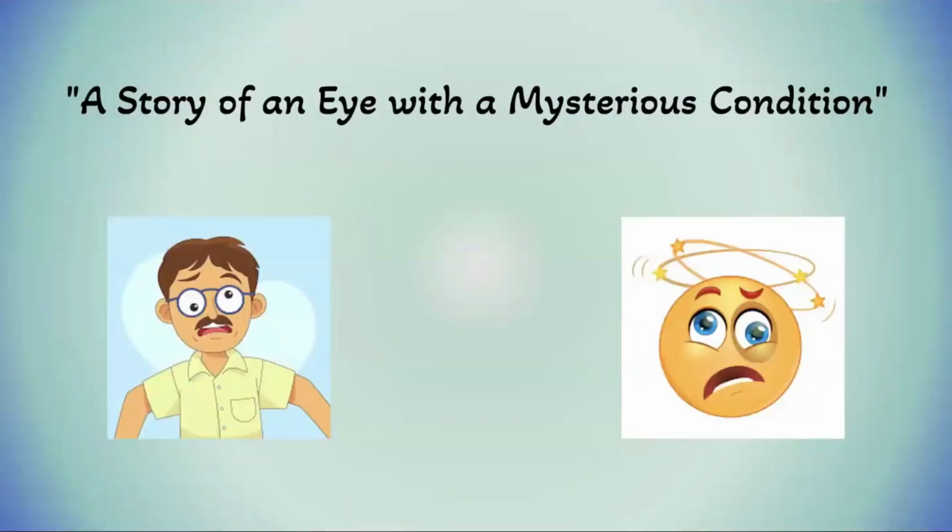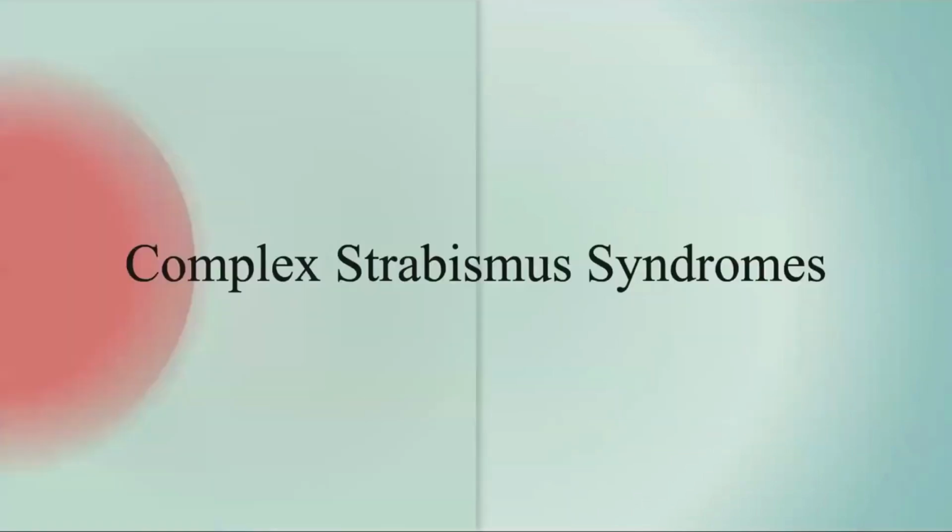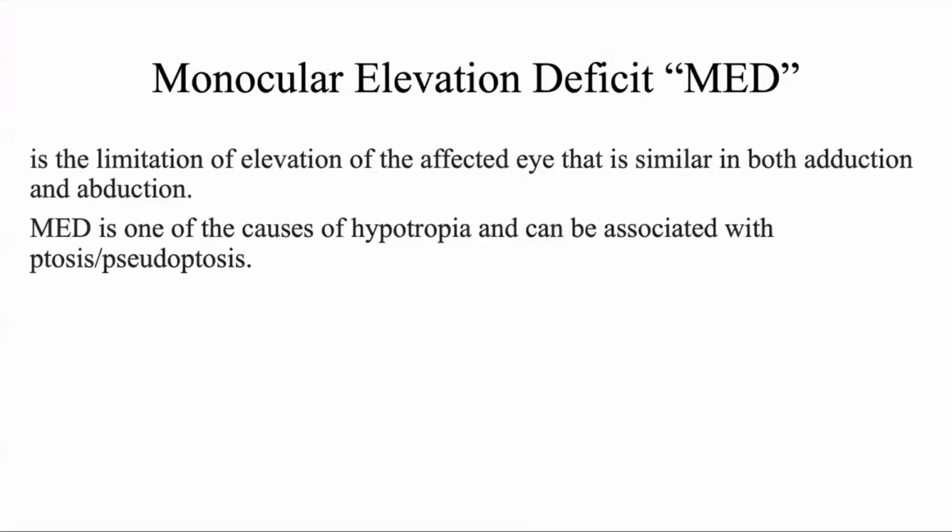Coming to a story of an eye with a mysterious condition. And I know these conditions that I will show now, many of the ophthalmologists will feel puzzled when they have a patient with these conditions. Starting with monocular elevation deficit. Remember, monocular elevation deficit is a limitation of elevation of the affected eye that is similar in both adduction and abduction. And MAD is one of the causes of hypotropia and can be associated with ptosis or pseudoptosis in some patients.